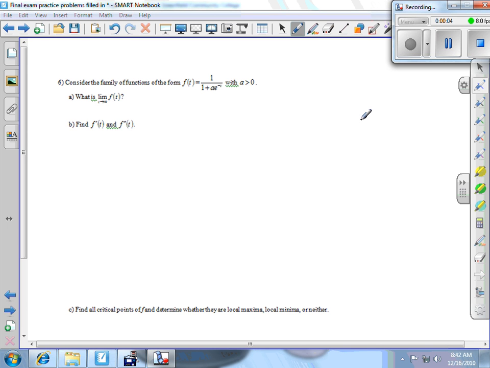Number 6, consider the family of functions of the form 1 over 1 plus ae to the negative t, with a bigger than 0. First one, what is the limit of f of t as t goes to infinity? So here I think we can do this kind of loosey-goosey. As t goes to infinity, e to the negative t is like e to the minus infinity, which is really close to 0. So that means that this piece right here is a times 0, which is 0, which means the whole thing is 1 over 1 plus 0, which is just 1. So this limit is equal to 1.